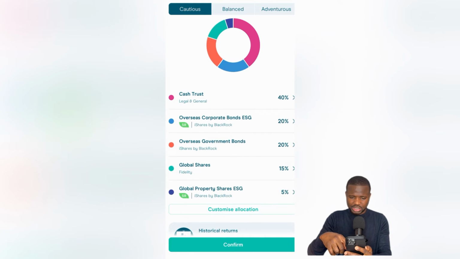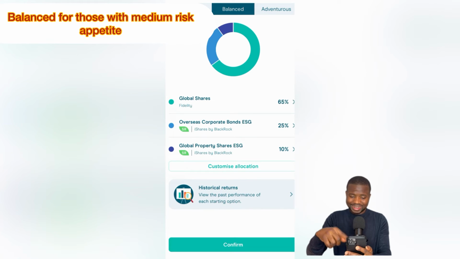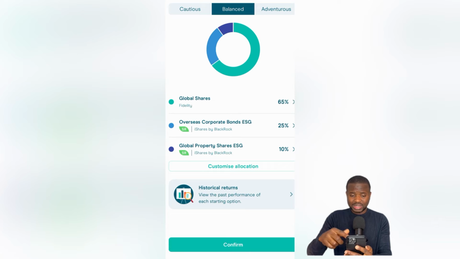I'm not happy with this option, actually. When you go to the balanced, you also see that about 25% of your money is in cash. Well, I guess you can consider this option if you don't want all the money to go into stocks and shares. But I really want all my money here to be invested in the stock market. But the good thing here is that it gives you options. Actually, overseas corporate bonds, which is bonds actually, and then it gives you shares and then global shares. 65% in that, and then 10% in global property shares.